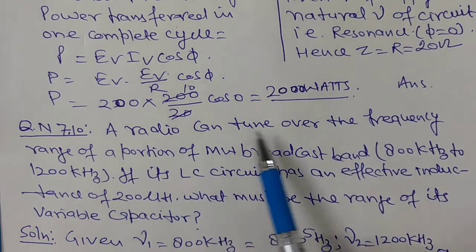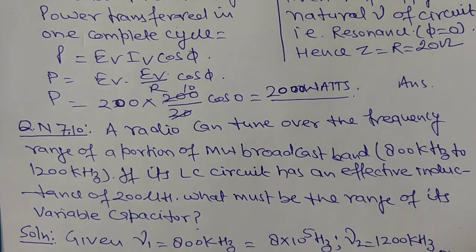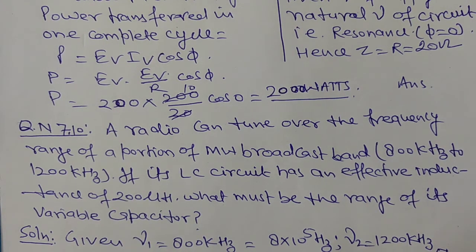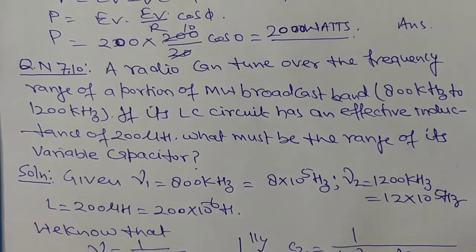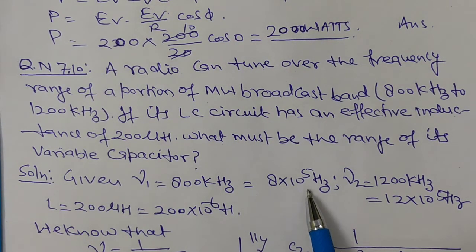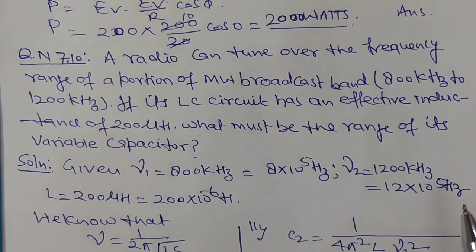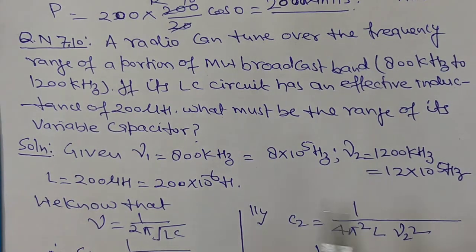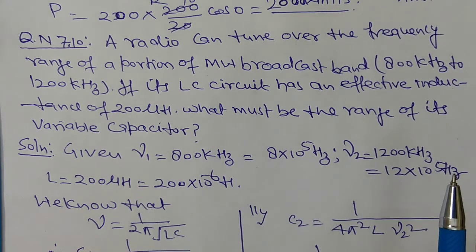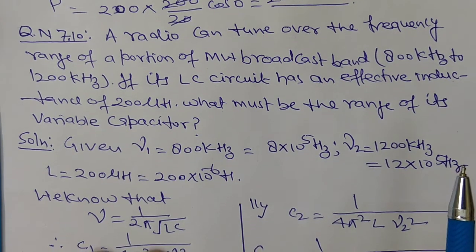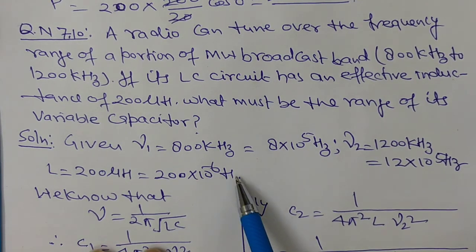The question says the radio can tune, which means resonance occurs. The circuit is in the resonance state. Here it is given that the first frequency is 800 kilohertz, and this 800 kilohertz can be written as 8 into 10 to the power 5 hertz, and the second frequency is given as 1200 kilohertz, which is equal to 12 into 10 to the power 5 hertz. Now L is equal to 200 microhenry, this is 200 into 10 to the power minus 6 Henry, or 2 into 10 to the power minus 4 Henry.